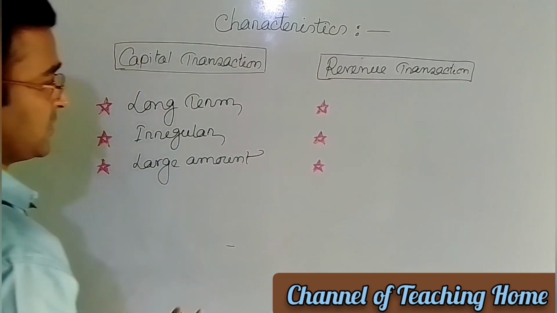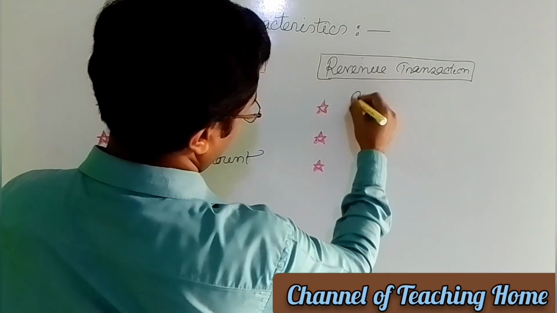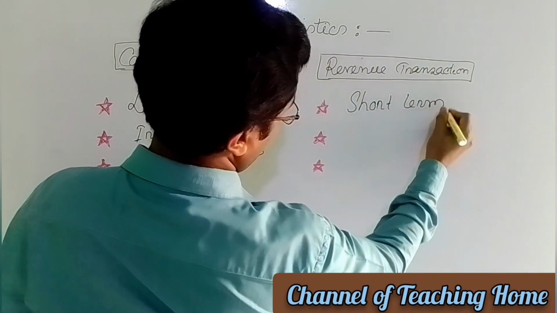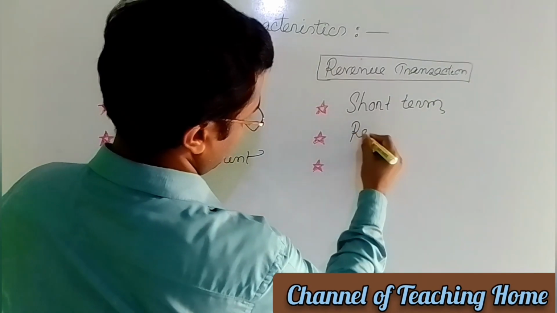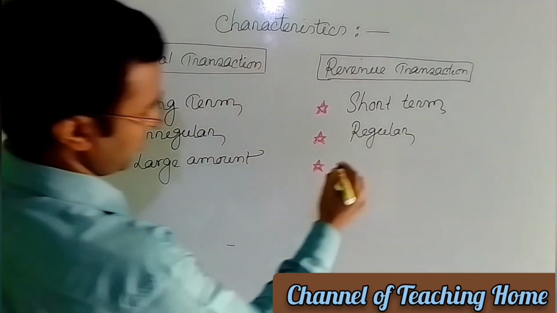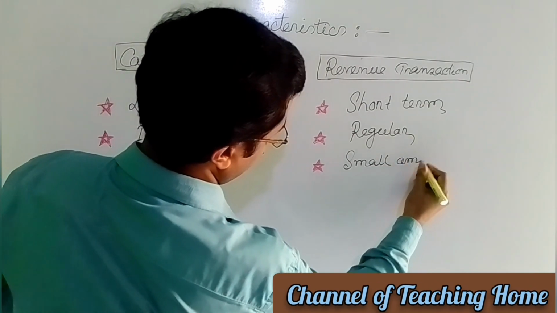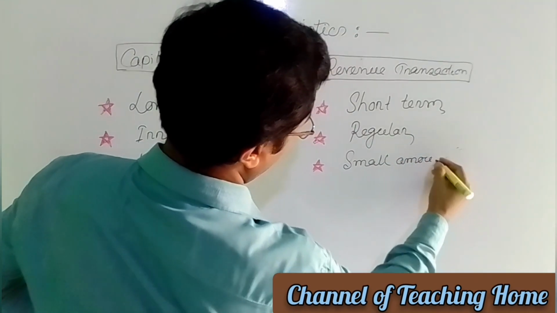And revenue transactions are absolutely the opposite of capital transactions. Long term here will be short term. Next, irregular here will be regular. And large amount here is small amount. Okay.